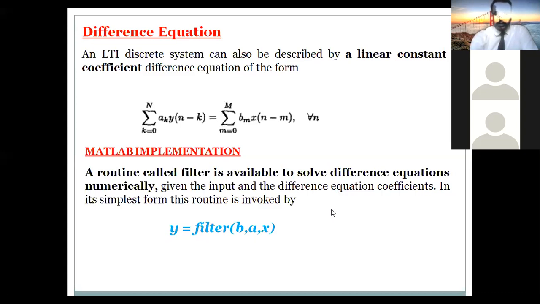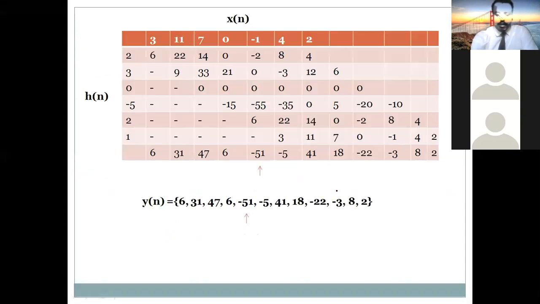Okay. So for this one, the arrow we put at minus 51, right? Which is our output when n is equal to 0. So how do we know it is here or here or here? How do we know? That's your question.